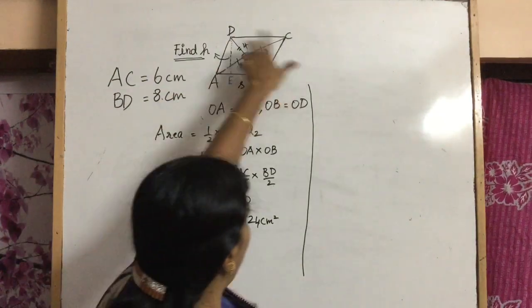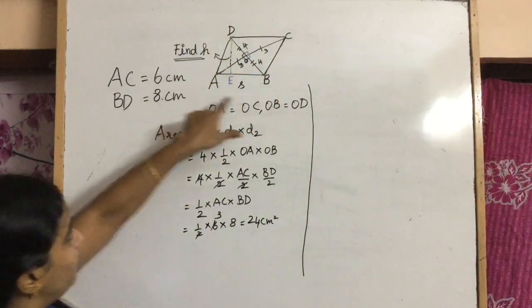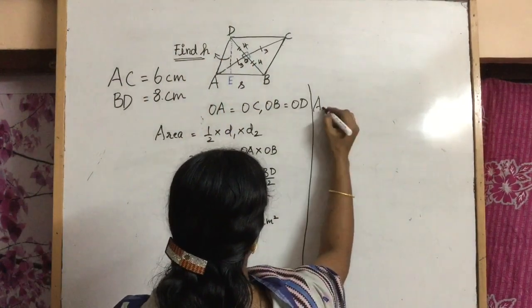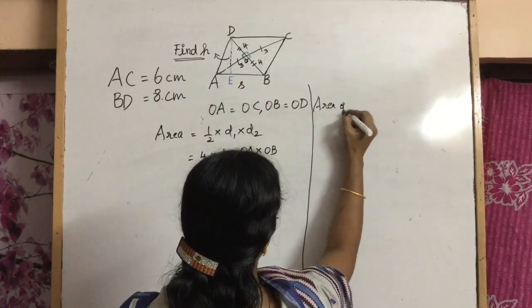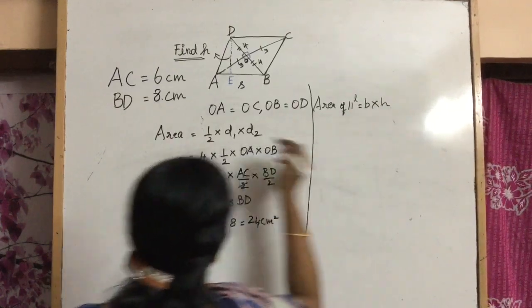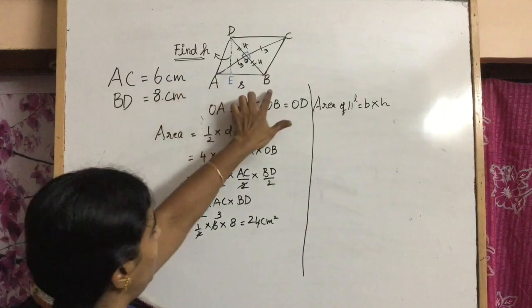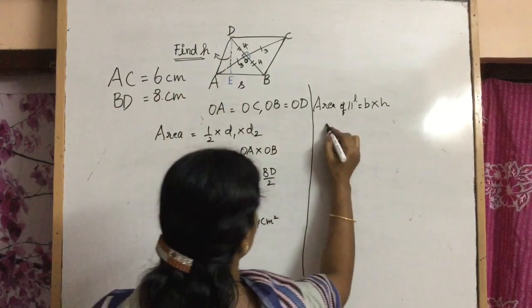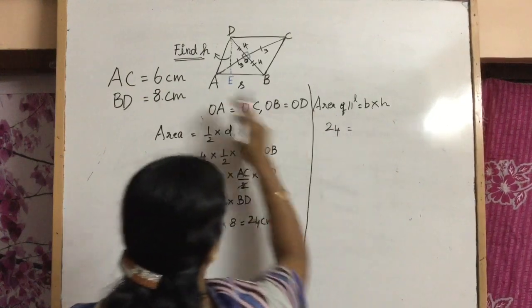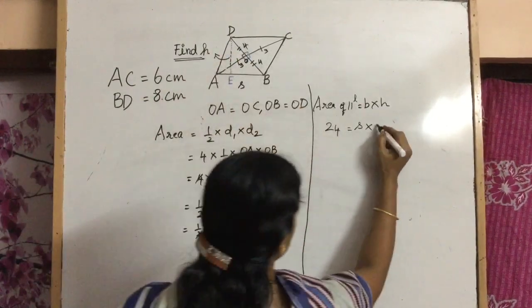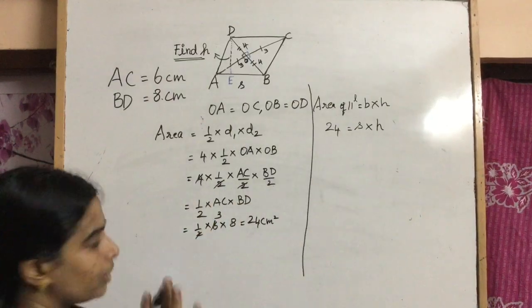How? This is a parallelogram. I have already said ABCD is also a parallelogram. And we know that the area of a parallelogram is equal to base into height. Let us assume the base to be S. We already have found out the area, that is 24, is equal to base S into height, and we need to find the height. That is the question. So we are keeping it as H.